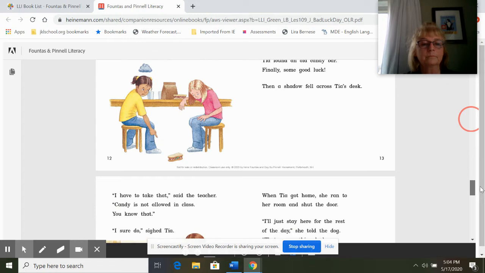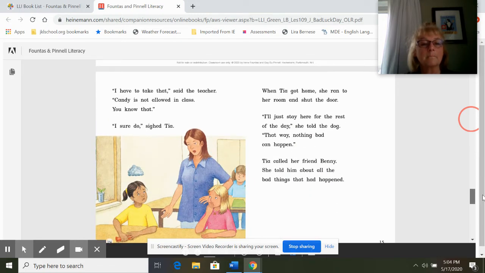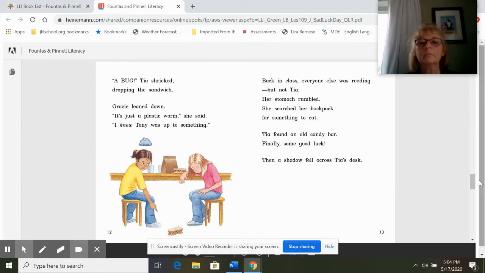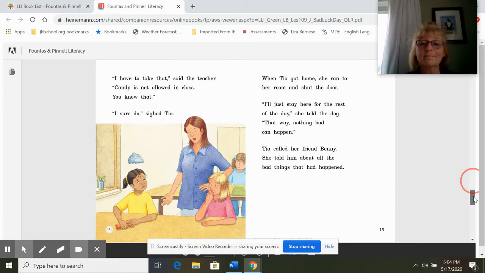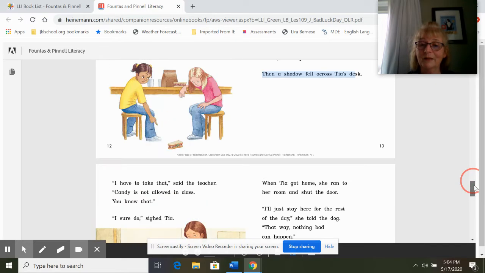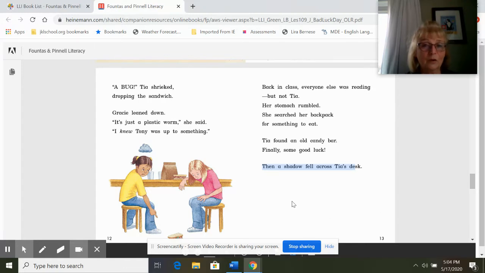On page 13, it doesn't show anything on this page, but this sentence goes, then a shadow fell across Tia's desk. What do you think would make a shadow across Tia's desk? Let's look. Yep, the teacher standing over her. I want you to clap that word shadow. Find those bigger parts. Shadow. There you go.